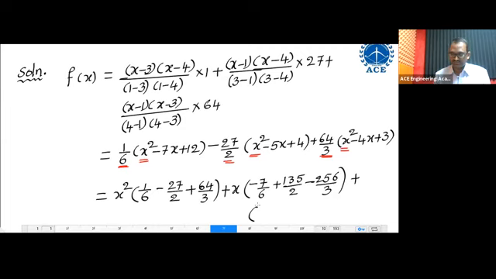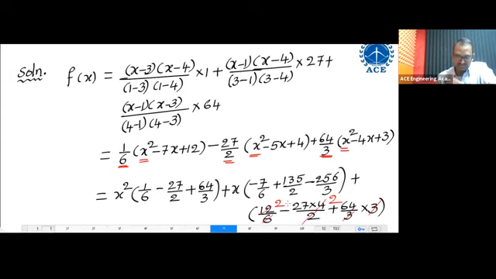1 by 6 into 12, 12 by 6, minus 27 by 2 into 4, plus 64 by 3 into 3. 3 cancel here. Minus 27 by 2 into 4: 2 ones, 2 twos. Here 6 ones, 6 twos.